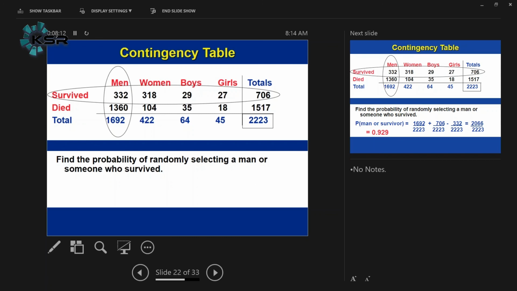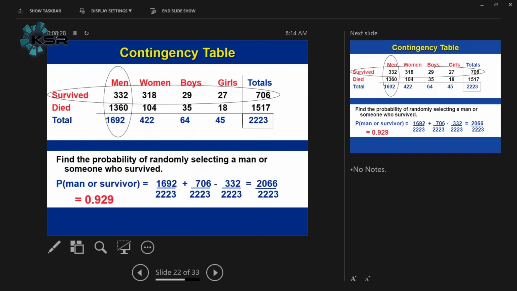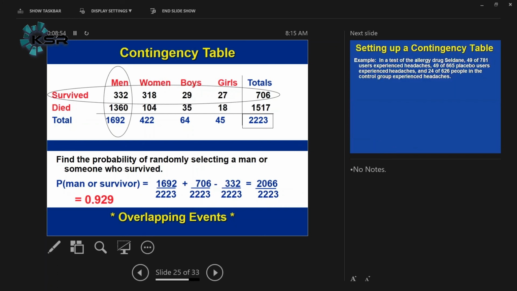1692 divided by 22223, plus someone who survived, 706 divided by 22223, minus 322, only survived, divided by 22223. That is equal to 2066 divided by 22223. This is the meaning, and those are not disjoint events. Those are also called overlapping events.